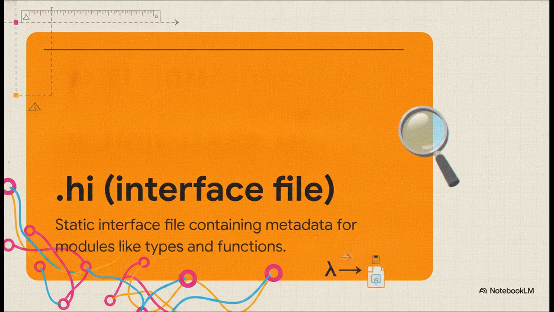First up is the .hi file. This stands for the Haskell interface file. It serves as a static interface holding absolutely crucial metadata for your modules. Think of it like a blueprint. It contains the types, the functions, and the structural info that other parts of your program might need to know about to interact with that specific module properly.